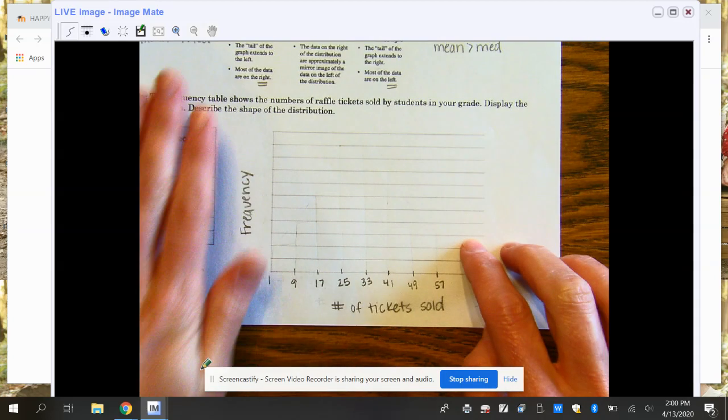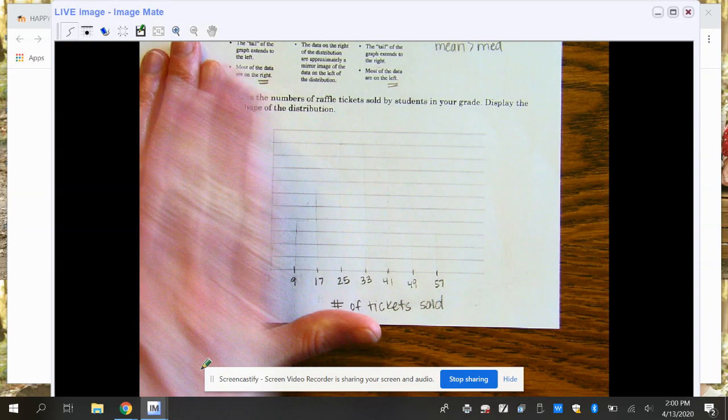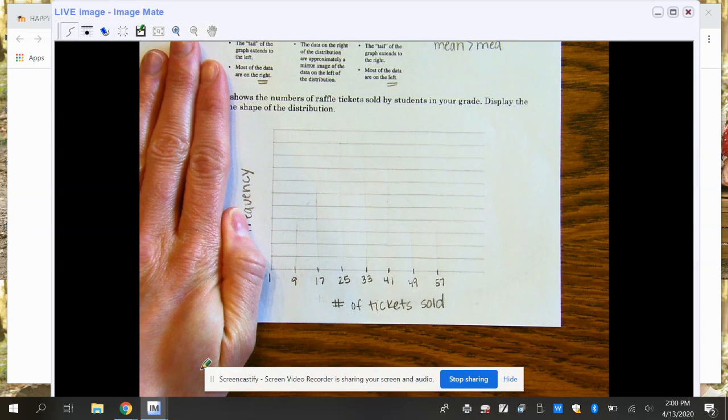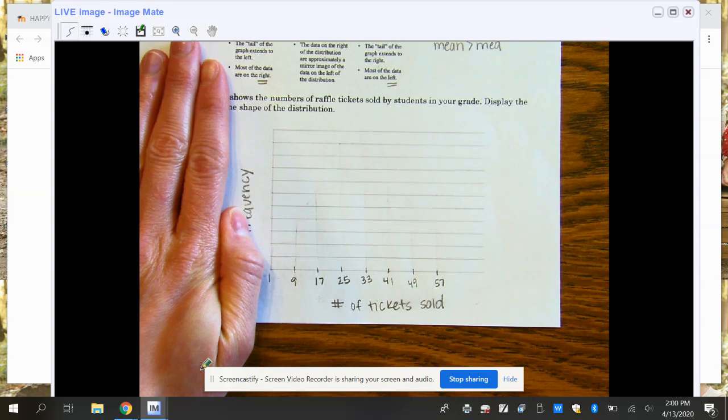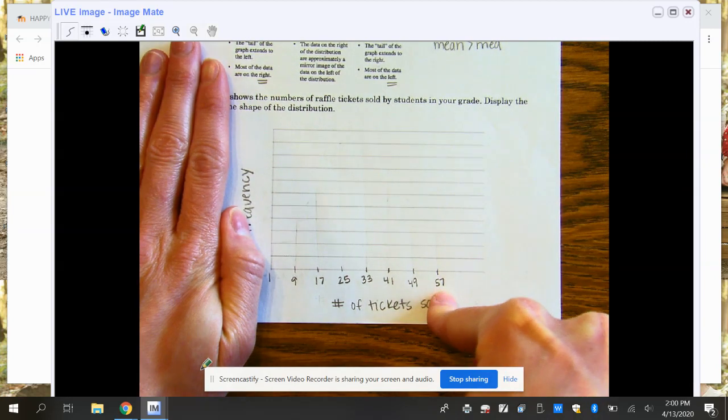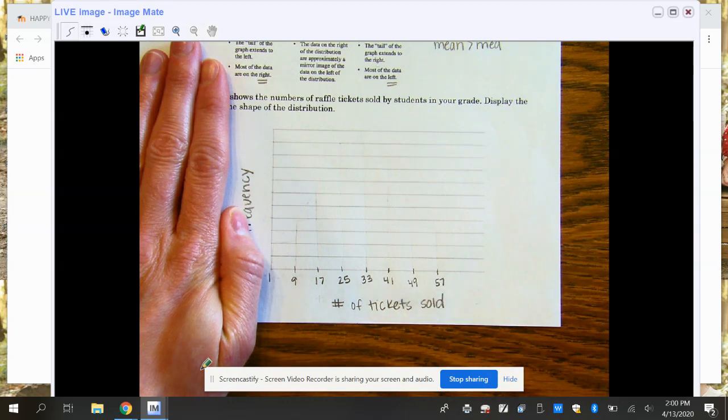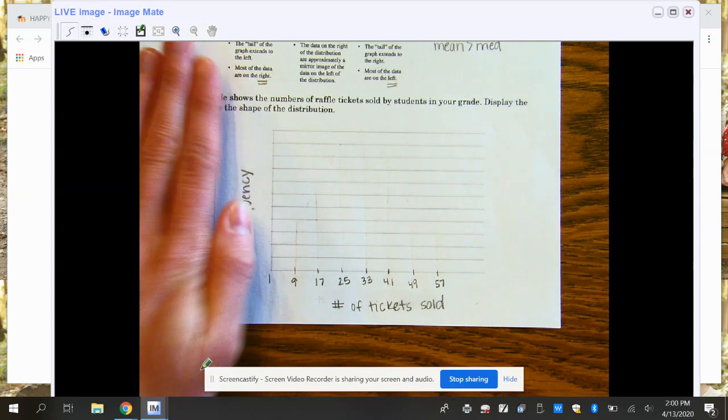So if I were to give you just this without the table, and I asked what's the maximum number of tickets that were sold, you would say 56, because 57 is the right side of this bar, so that's where the next interval would start if you had a next interval.